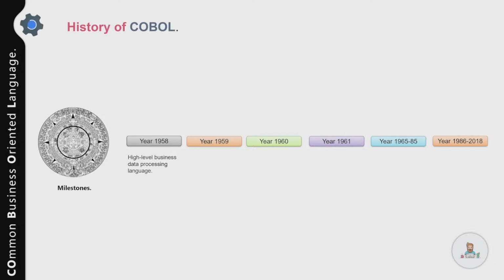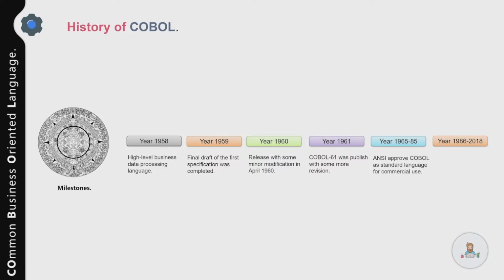As a result, a new language called COBOL, that is Common Business Oriented Language, was developed in September 1959. This was released with some minor modifications in April 1960. In May 1961, COBOL 61 was published with some minor revisions. It is this version which provides the foundation for later versions. In 1965, a revised version of COBOL was released with a number of additional features. However, it was only in 1968 that COBOL was approved by ANSI, that is American National Standards Institute, as a standard language for commercial use. And this version of COBOL is known as COBOL 68.